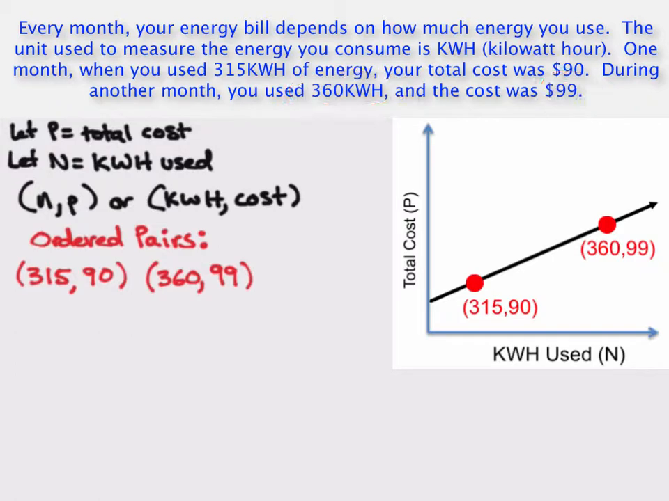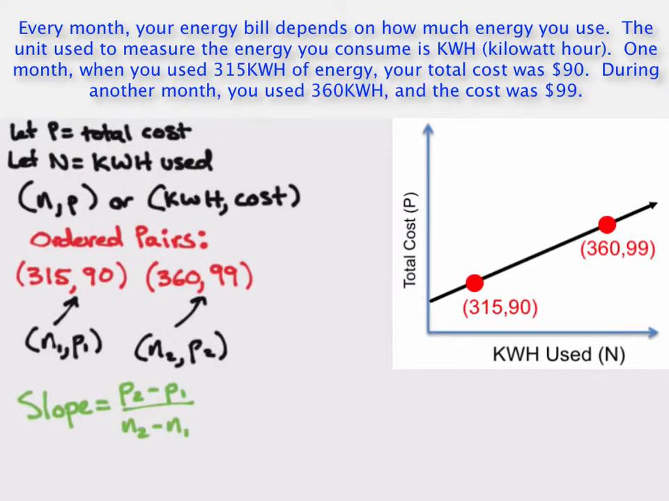So now that we've got two ordered pairs, that's all we need in order to find the slope for our linear equation and to create the entire equation to model this situation. Let's start by finding the slope. Alright, so we find our slope to be 1/5.